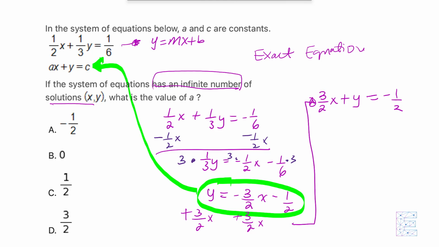And you can see the format now matches. Ax is our 3/2x. We were looking for the value of a, which means the answer has got to be D.